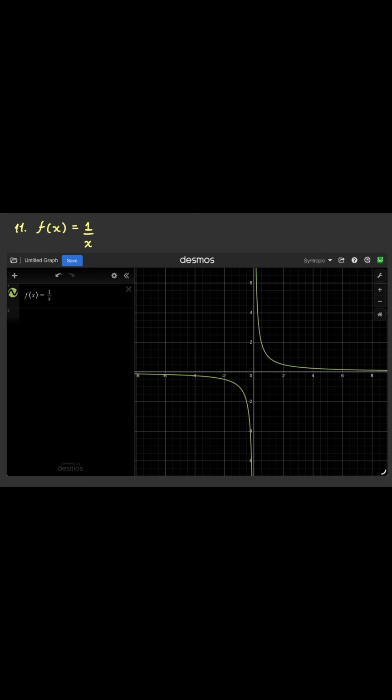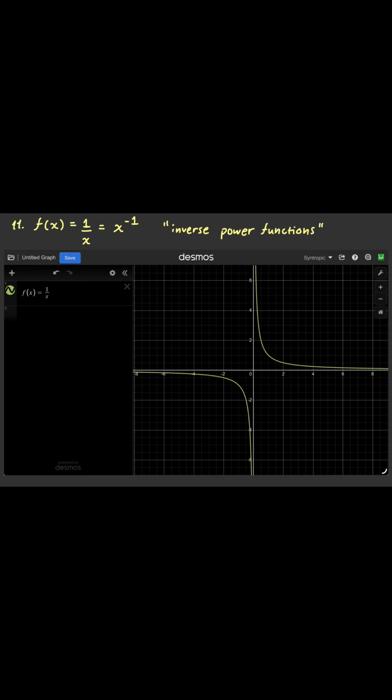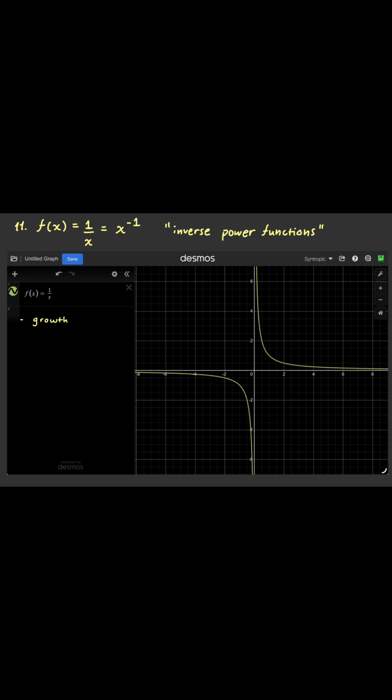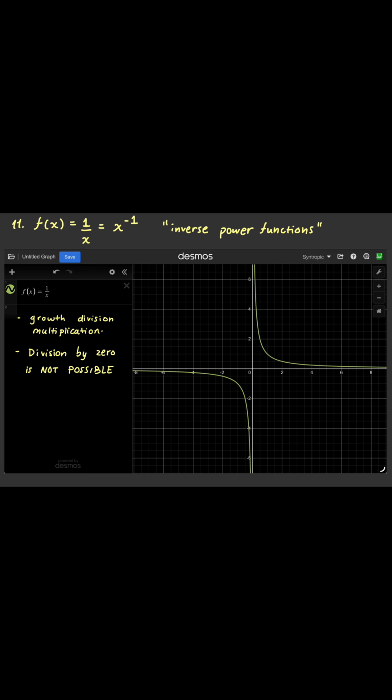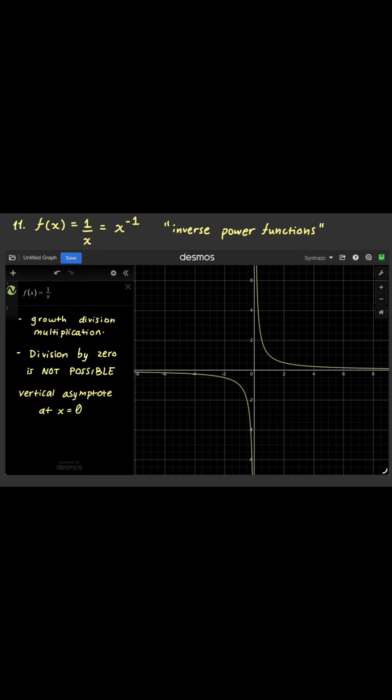First, we have f of x equals 1 over x, which is the same as x raised to the power of negative 1. This can be thought of as the inverse power function as well. These functions show what happens when growth turns into division instead of multiplication. Also, division by 0 is not possible, so all of these have a vertical asymptote at x equals 0.